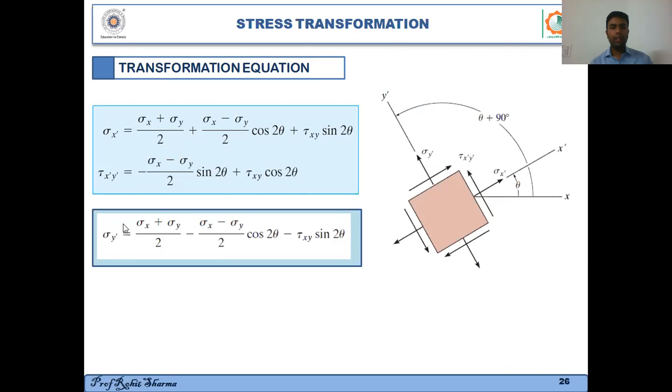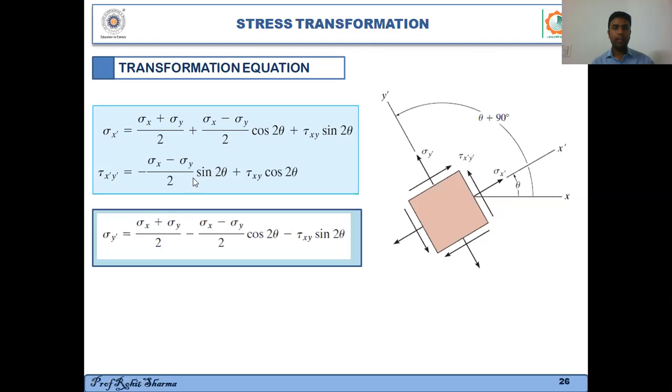Also, if I were to calculate sigma y dash, then sigma y dash can simply be calculated with the help of the formula of sigma x dash. What you have to do is just change theta to theta plus 90, because you can get the y dash phase if you rotate the x dash phase by 90 degrees, right? So you replace theta by theta plus 90, and you'll find out that the formula for sigma y dash is simply this: sigma x plus sigma y over 2.